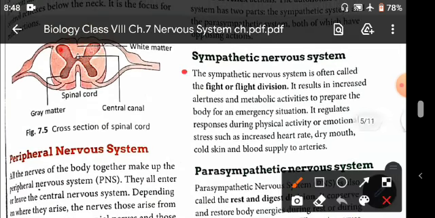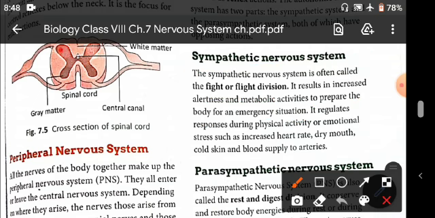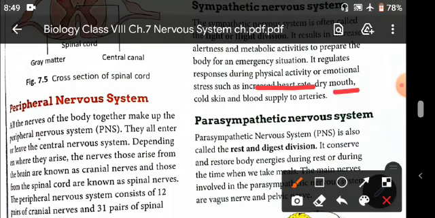It is often called the fight or flight division. It results in increased alertness and metabolic activity to prepare the body for an emergency situation. This sympathetic nervous system regulates responses during physical activities or emotional stress, such as increased heart rate, dry mouth, cold skin and increased blood supply to the arteries.